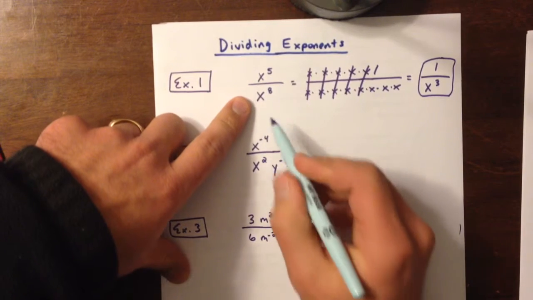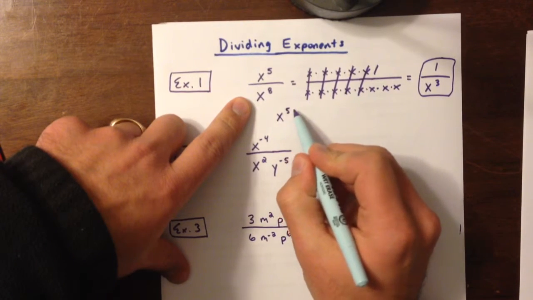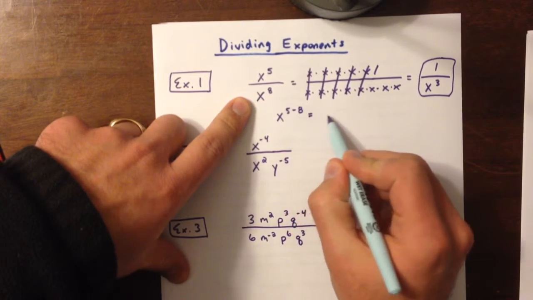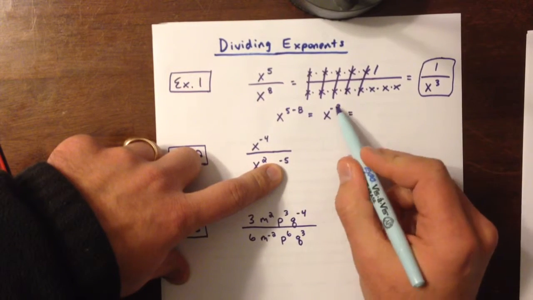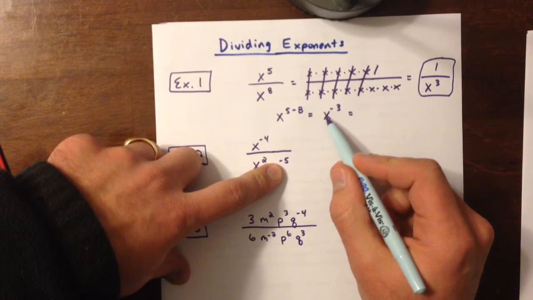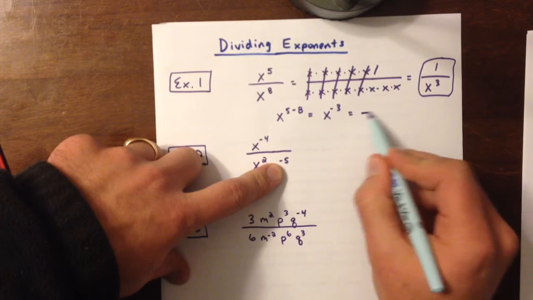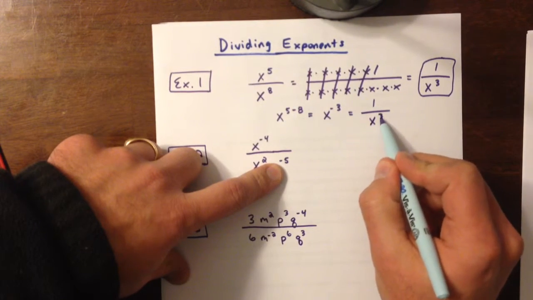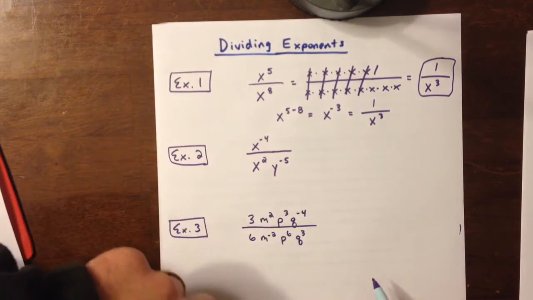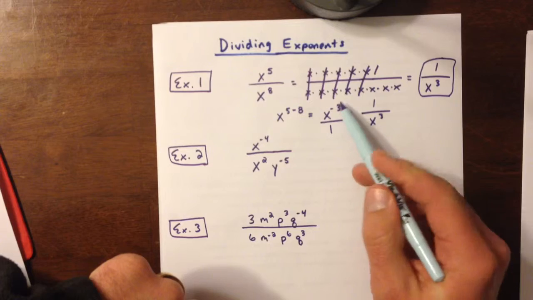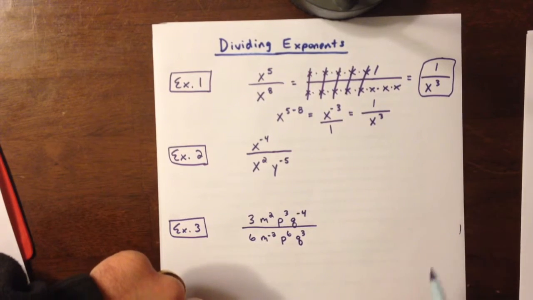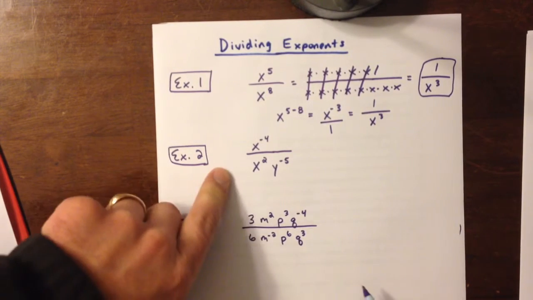Again, the rule says that you can just do 5 minus 8, get x to the negative third, and then you just have to know that if I have x to the negative power, it goes in the bottom. Okay, because you can think of it like this. It's on top. If it's negative, to make it positive, put it in the bottom. It's kind of a trick there.